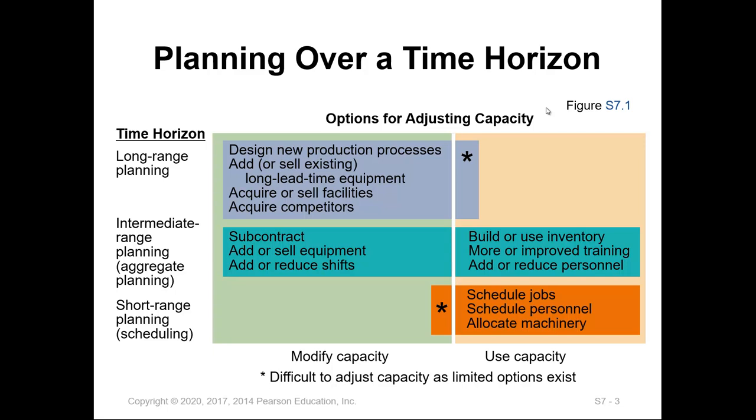For the short range planning for capacity and meeting customer demand, we can schedule jobs, personnel, and allocate machinery to meet the required capacity, which means whatever you have on hand, you can utilize it to meet the demand, and you will not be subcontracting, you will not be building new facilities or adding any new facilities.